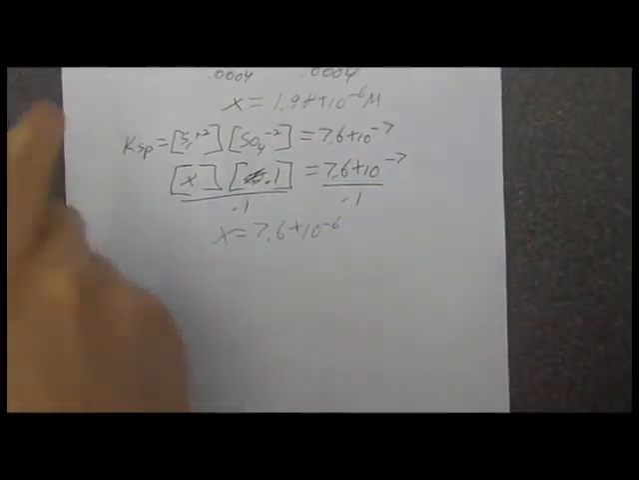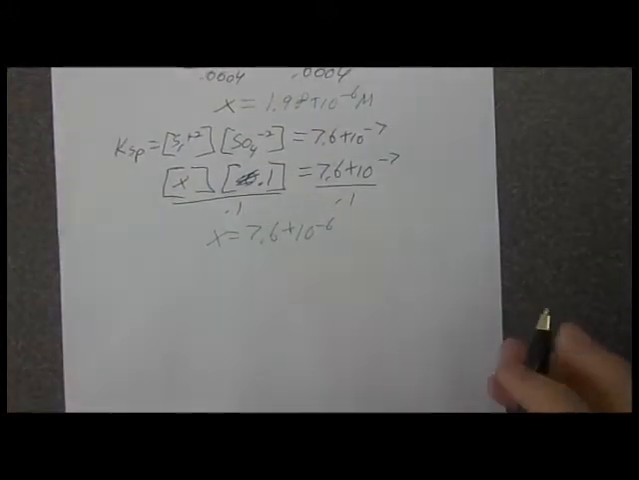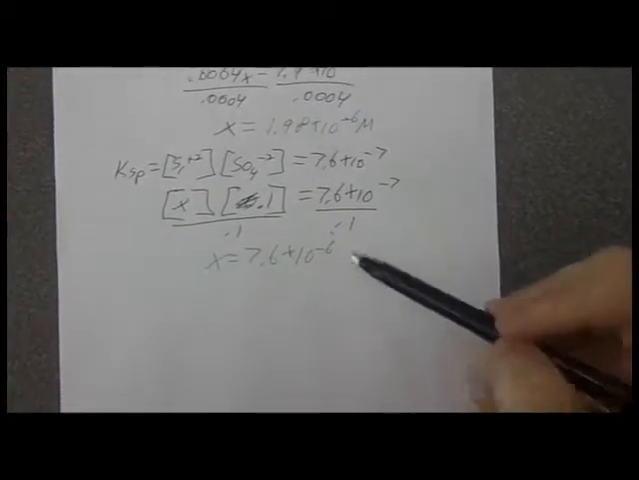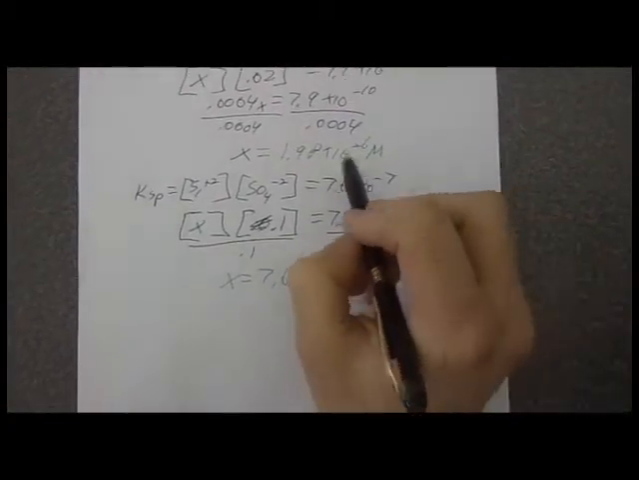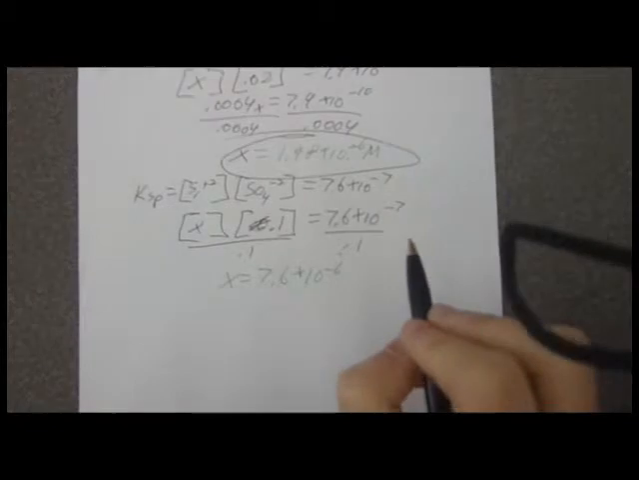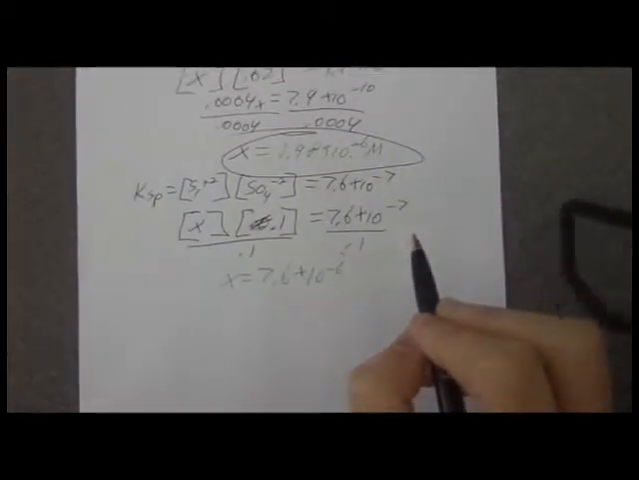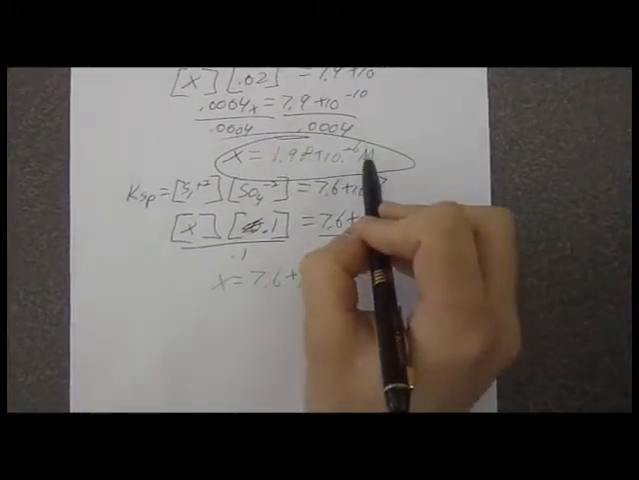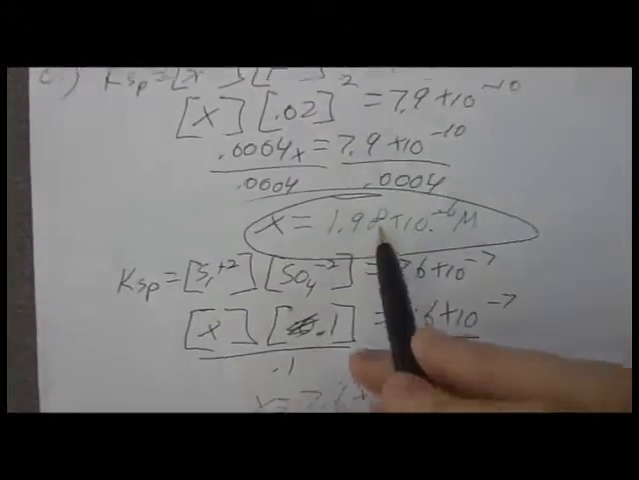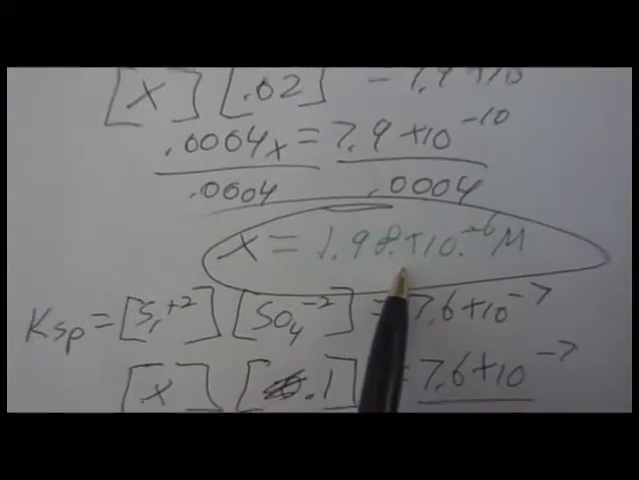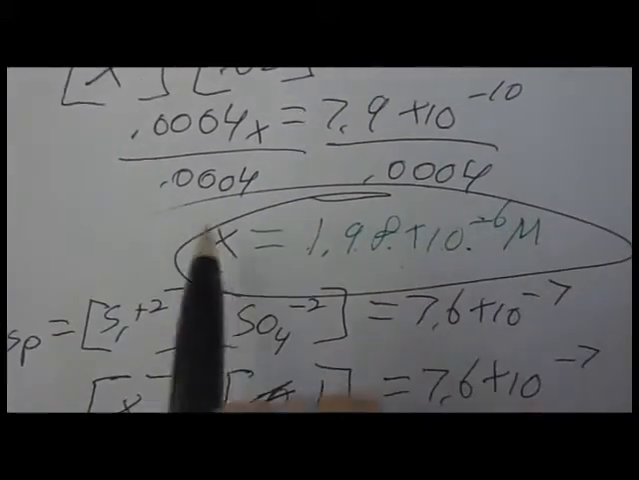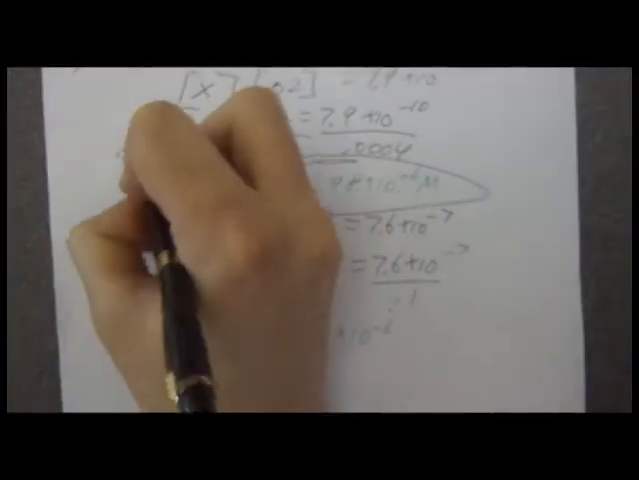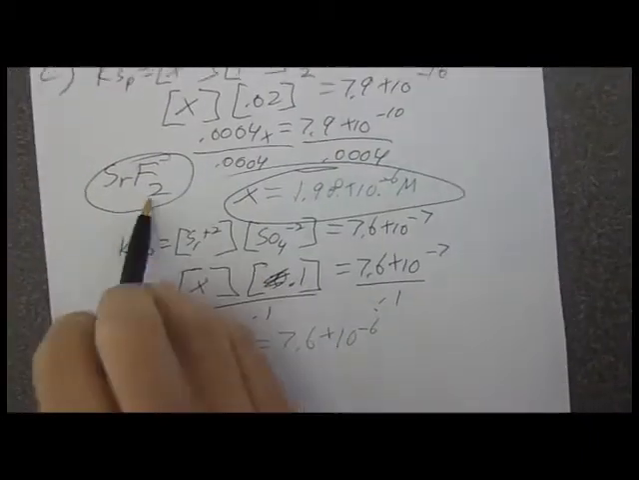negative 6. Now the question asks us which salt precipitates first, and when we compare both of these numbers, we can see that SrF2 will precipitate first because it has a smaller value for the concentration of Sr+2, which is 1.98 times 10 to the negative 6 molar. So this is going to be the concentration of the strontium ion, and SrF2 is going to precipitate first.